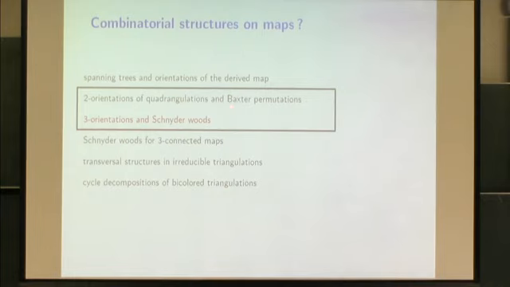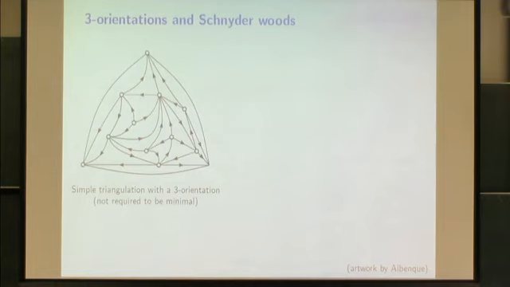The first one is considering maps endowed with spanning trees, and this one I will not discuss because a lot of work has been done already on this. And the next 2 examples have been overlooked maybe, and I think they should be interesting to study from a probabilistic point of view. Let's start with 3-orientations and Schnyder woods.